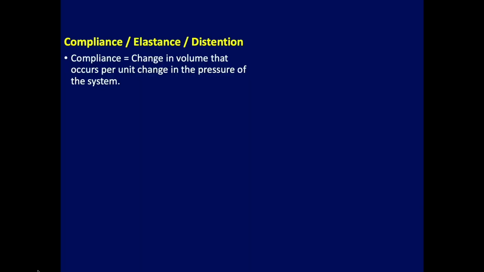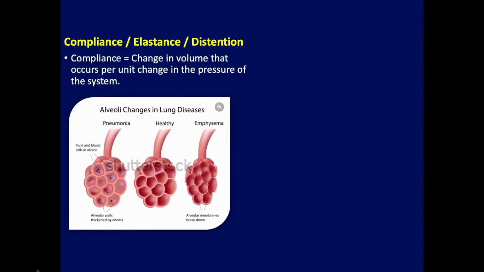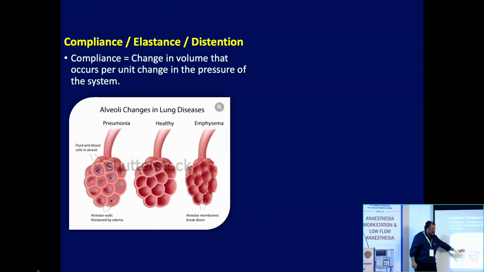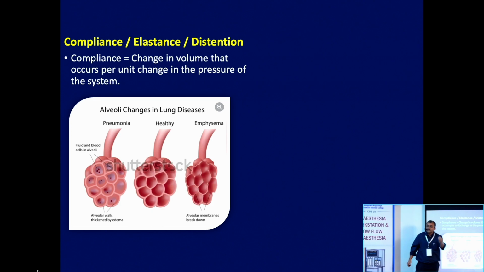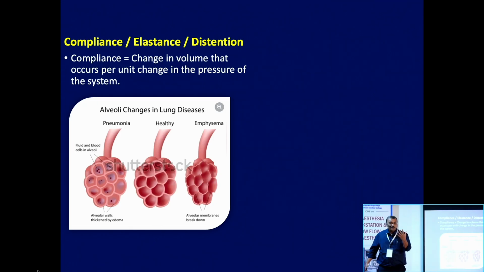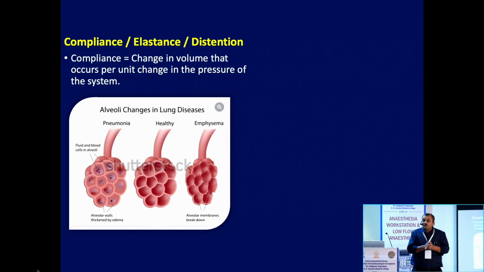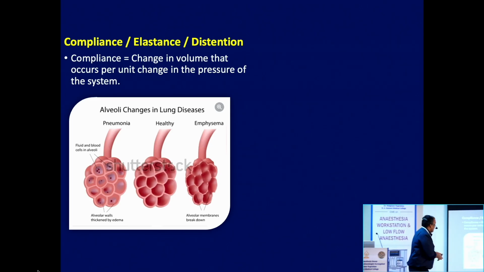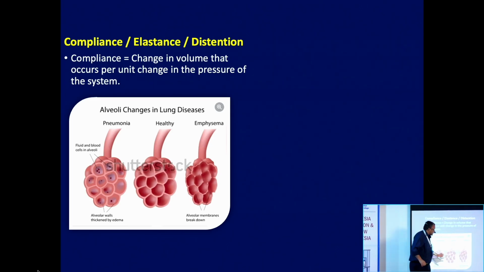Now look at the second component, compliance. It is easier to understand, isn't it? A healthy lung, a pneumonia lung, and an emphysema lung. Suppose you have to give 500 ml of tidal volume to these lungs. A healthy lung will probably expand with only, say, 10 centimeters of water. This same lung, when it has some fluid, ARDS, or pulmonary edema, will probably require 20 centimeters of water to create the same 500 ml of tidal volume. So this is a more compliant lung and this is a less compliant lung.